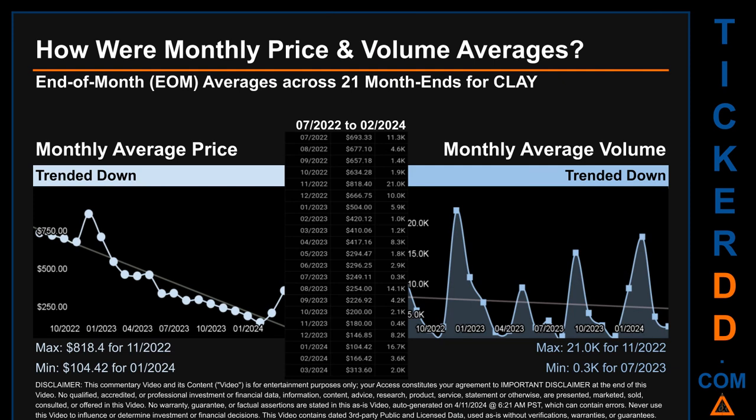The maximum end-of-month average price was $818.40 for 11/2020, while the minimum was $104.42 for 01/2024. Looking at volume, 11/2020 and 07/2023 respectively saw the highest and lowest monthly average volume at 21,000 and 0.3 thousand.